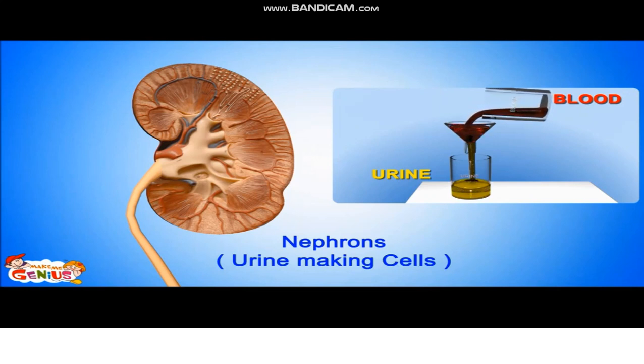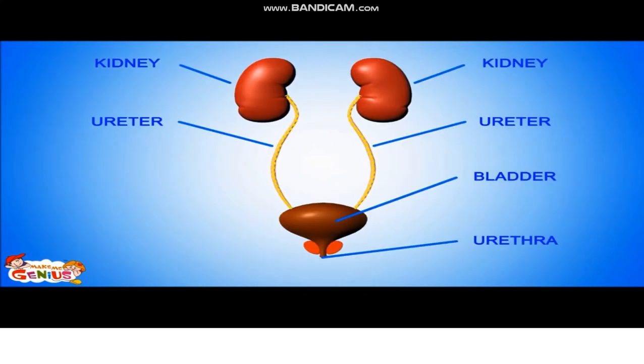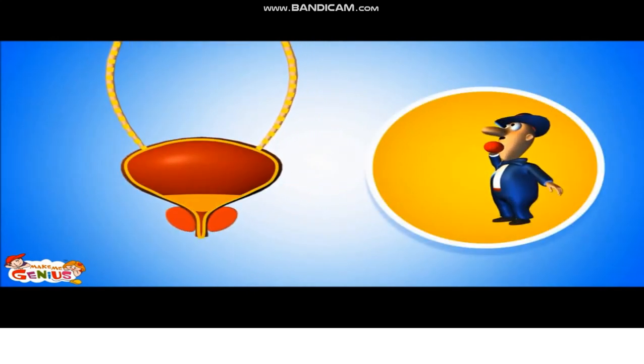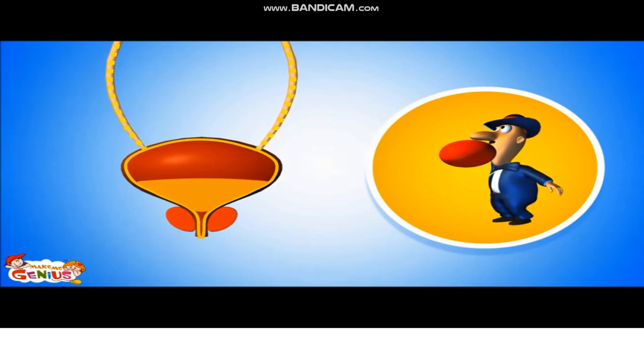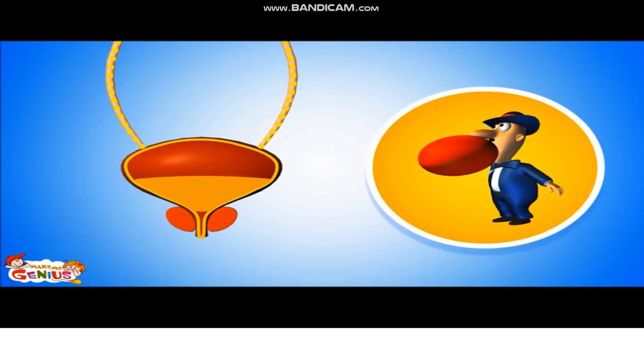From the kidney, this urine goes into two very thin tubes. These tubes are called ureters. From the ureters, it goes into a balloon-like organ called the bladder. When the bladder becomes full, then you feel like going to the washroom to pee. From the bladder, it passes out of the body through a part called the urethra.